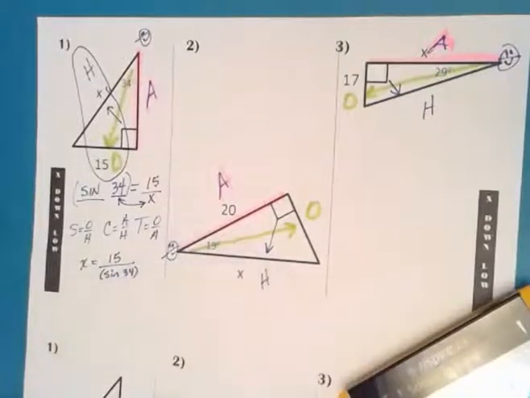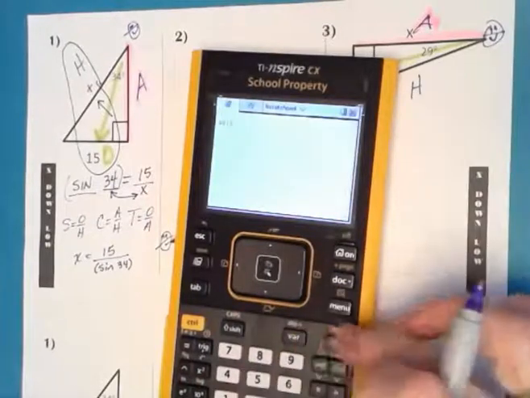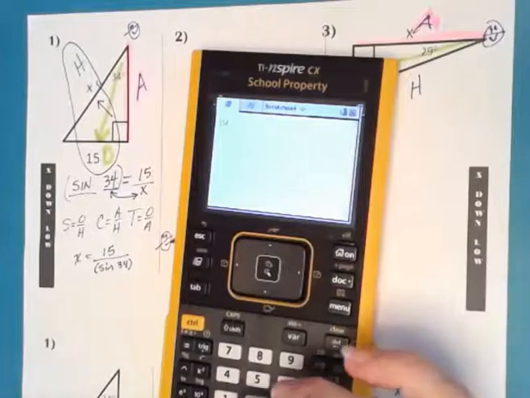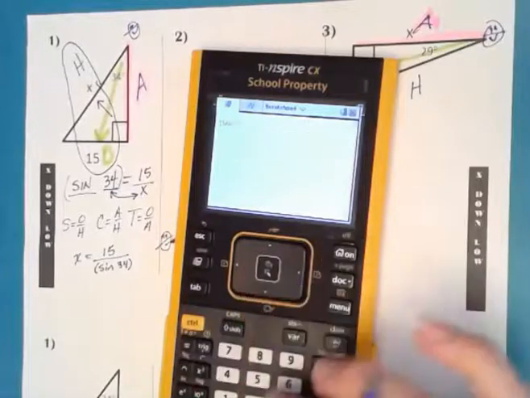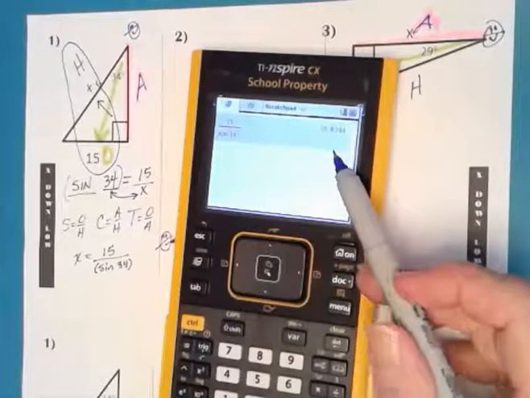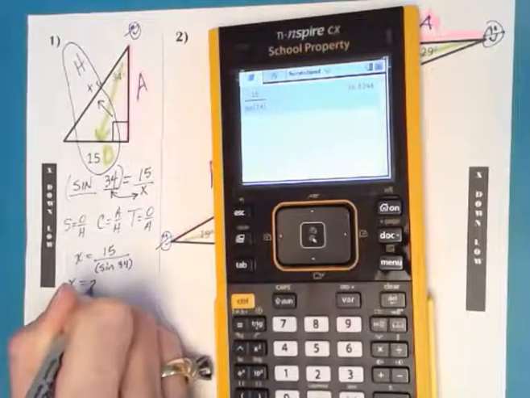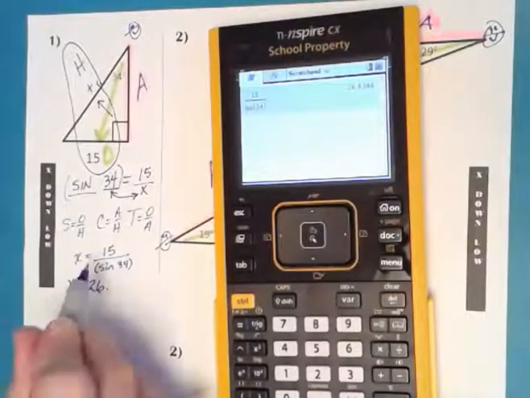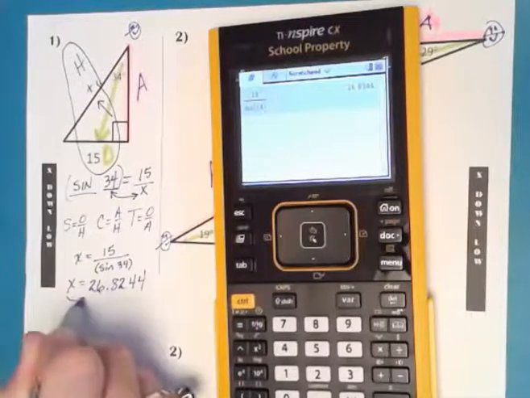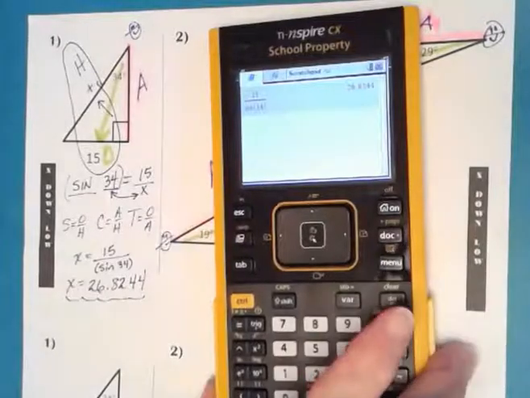And in the calculator, I'm going to say 15 divided by, go to my trig button, hit sine, 34, hit enter. My answer is 26.8244. X equals 26.8244. We just solved one. Let's try the next one.